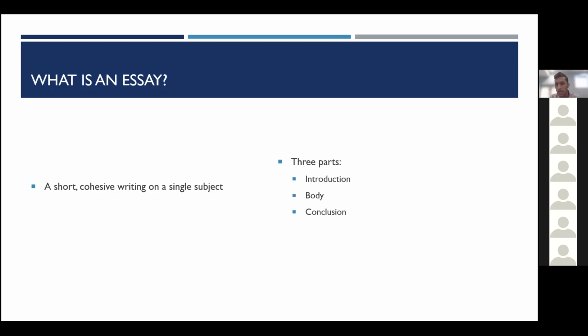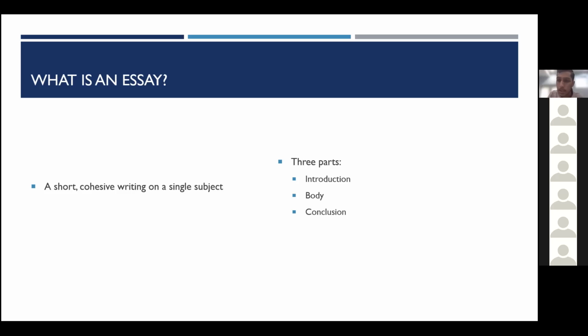Usually at a higher level, and this is more for elementary, but also middle and high school mainly, your essay is going to have 3 main parts. There's your introduction, where you introduce what you're going to be talking about. Then there's the body of your essay, where you're actually going to talk about it. And then there's the conclusion, where you wrap things up.